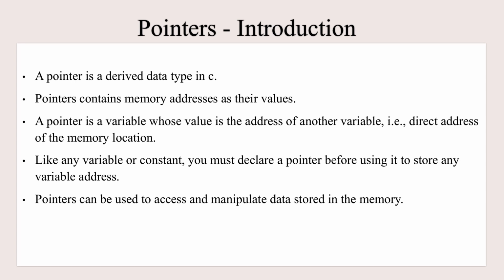A pointer is a derived data type in C. Pointers contain memory addresses as their values. A pointer is a variable whose value is the address of another variable. That is the direct address of the memory location.